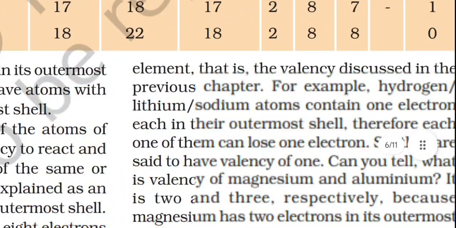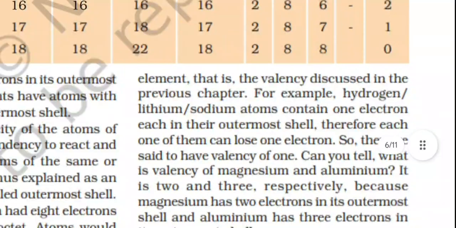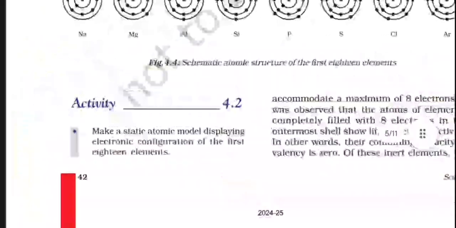Therefore each one of them can lose 1 electron, so they are said to have a valency of 1. They can lose 1 electron to complete their octet, so the valency of that particular atom is known as 1. Can you tell what is the valency of magnesium and aluminium?